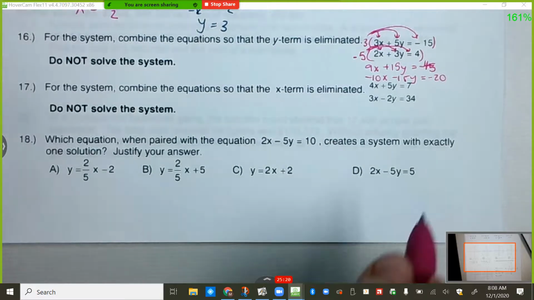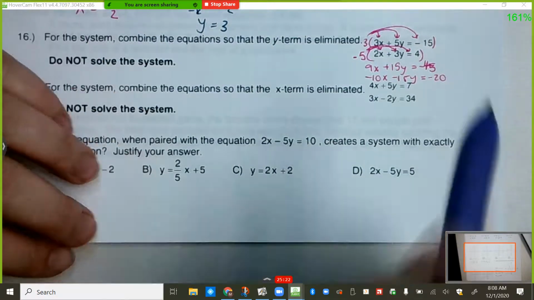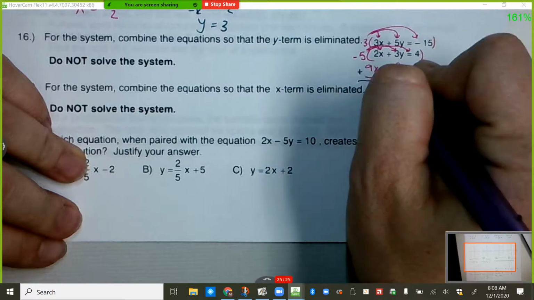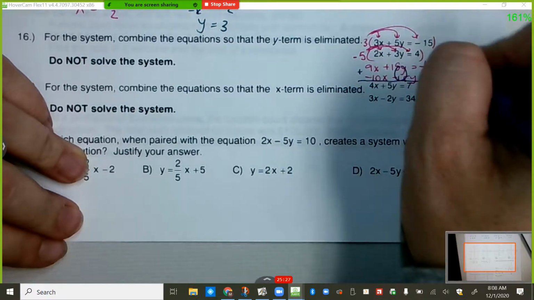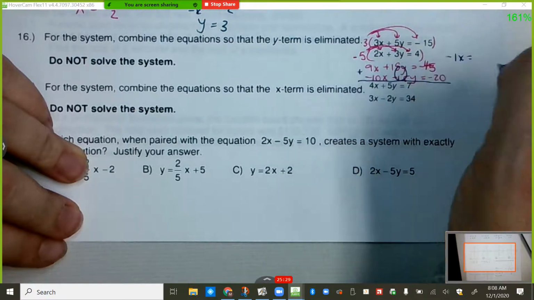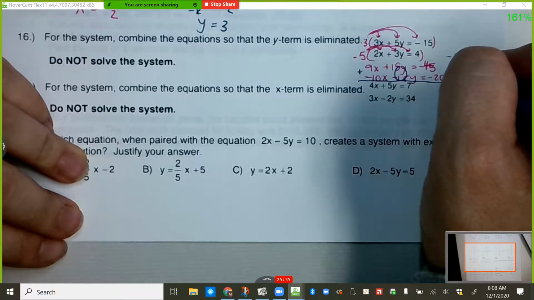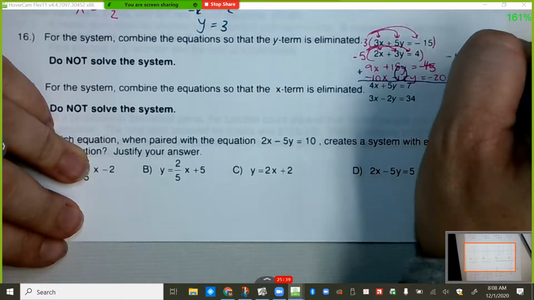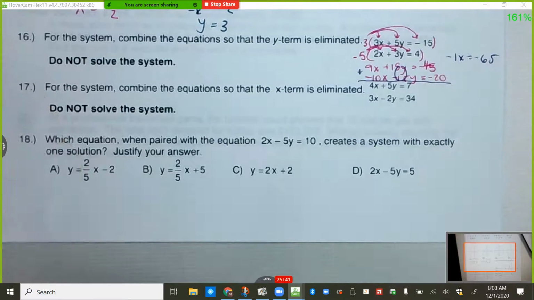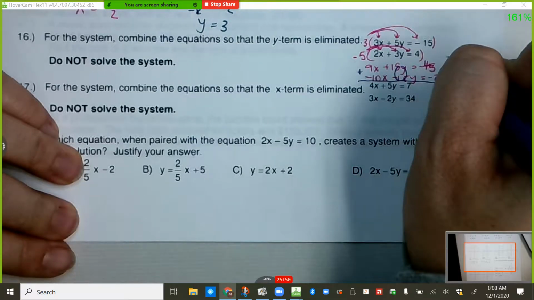So when we combine them, because it tells us to combine them, I'm running out of space. These cancel, and I'm getting negative 1x equals negative 65. And then divide both sides by negative 1, I get x equals 65.